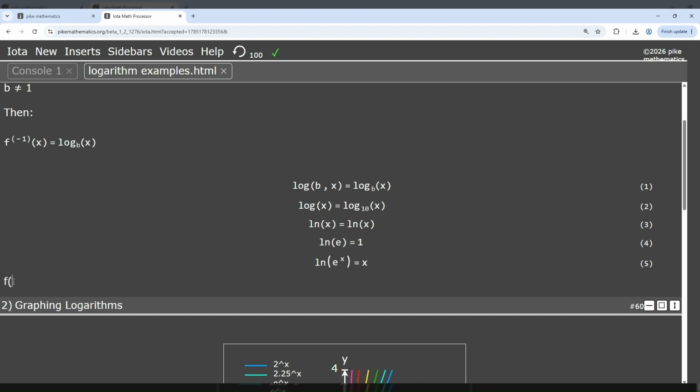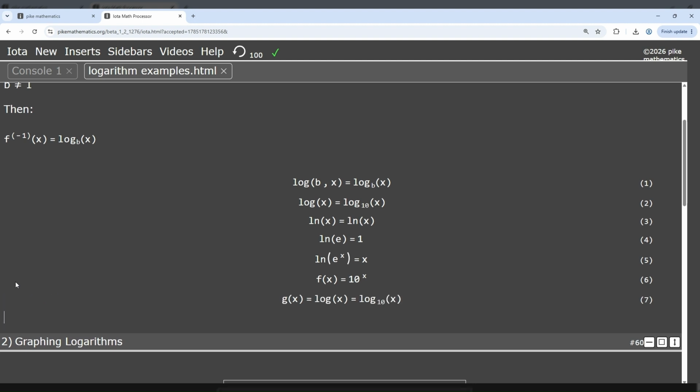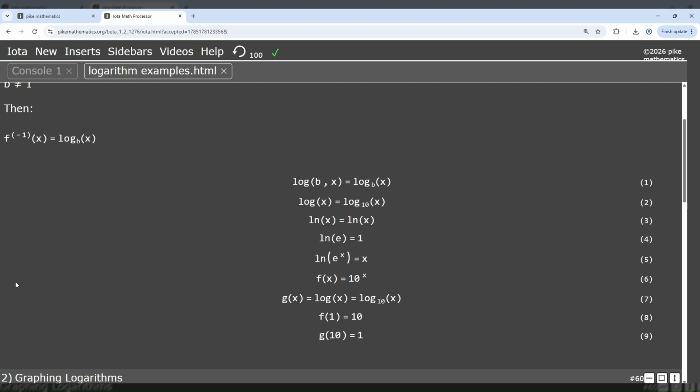So let's say I have f of x, and we'll set it equal to 10 to the x. And then we'll make the inverse of that, which is the logarithm base 10 of x. Okay. So if I take f of 1, what do I get? I get 10. So if I put 10 into g, what will I get? Hoping 1. We do.